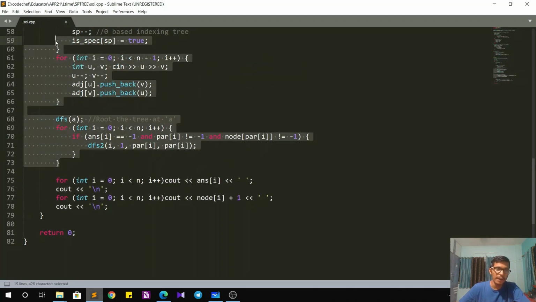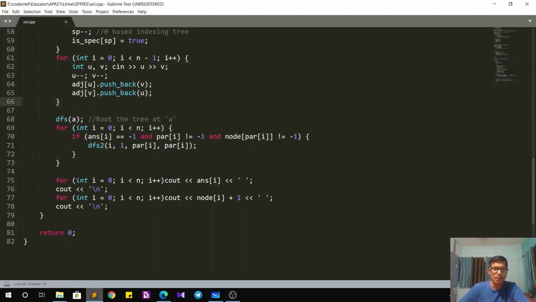Once this is done, I have the answer for all nodes. The answer of each node consists of two parts. First, the value of that statement, that is dA comma x minus dB comma x, that I'll output first for each node, and then any of the special nodes with which this answer was given to me. That was stored in the node array. So I just output that node of I plus 1. I am doing plus 1 because initially I had converted everything to 0 based, but the answer is expected in 1 based. So that completes the code.